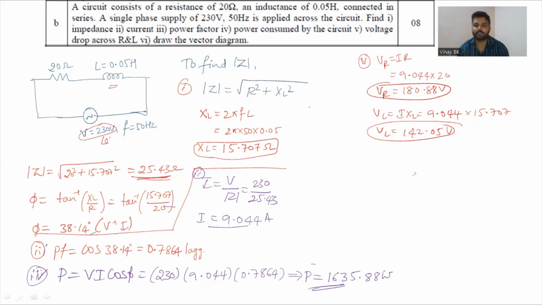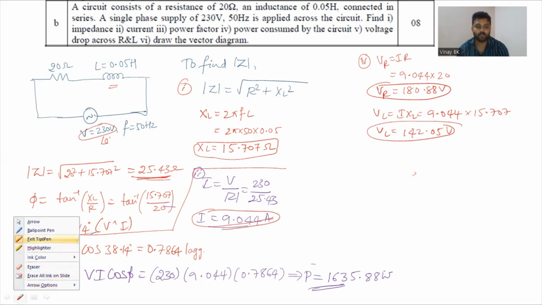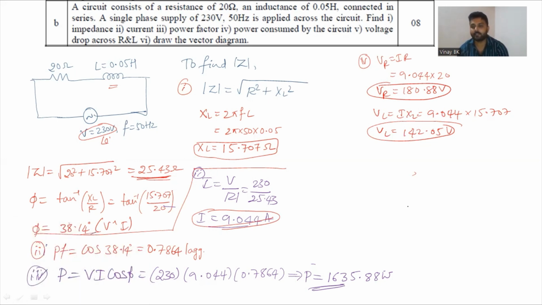They asked you to draw the phasor diagram. You should know the value of current and the angle between voltage and current, that is 38.14 degrees. So now to draw the phasor diagram, remember the theory first. What theory says, you are taking current as a reference. By taking current as a reference, VR is in phase with I and VL leads I at an angle of 90 degrees, and by adding these two you can get the value of V.